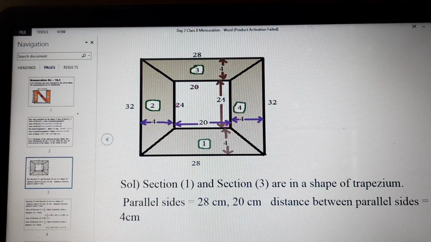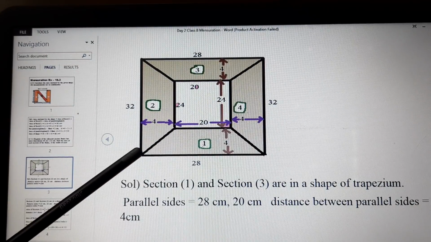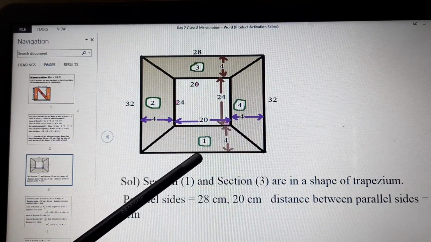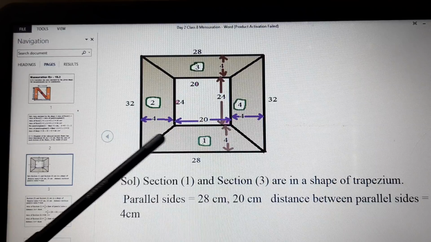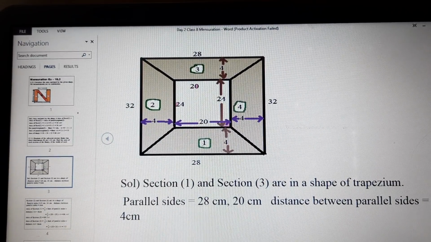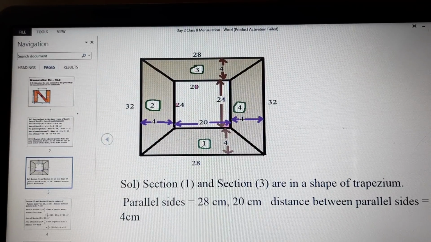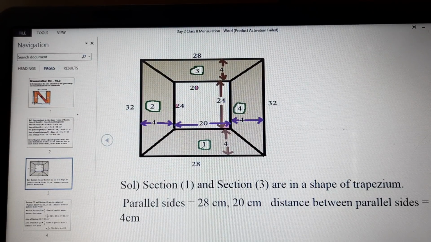It is a trapezium. How can we say that? Because this line and this line are parallel to each other. Opposite sides are parallel to each other, and these two are non-parallel sides. Same case with 2 also, 3 also and 4 also. So all are trapeziums. Clear?